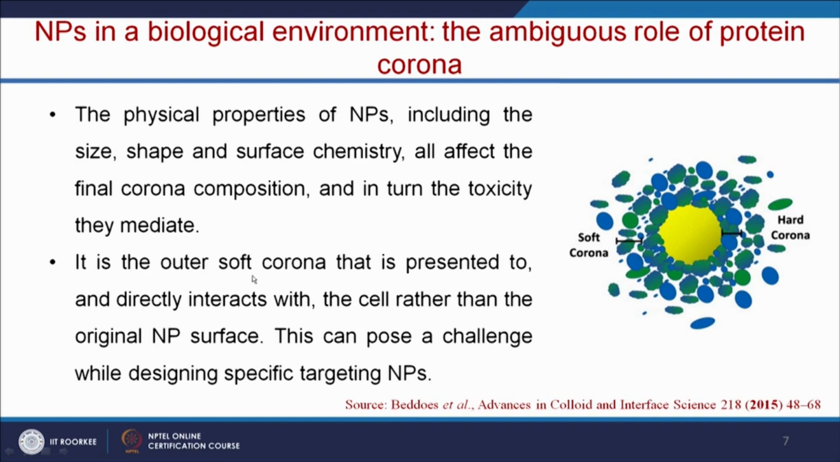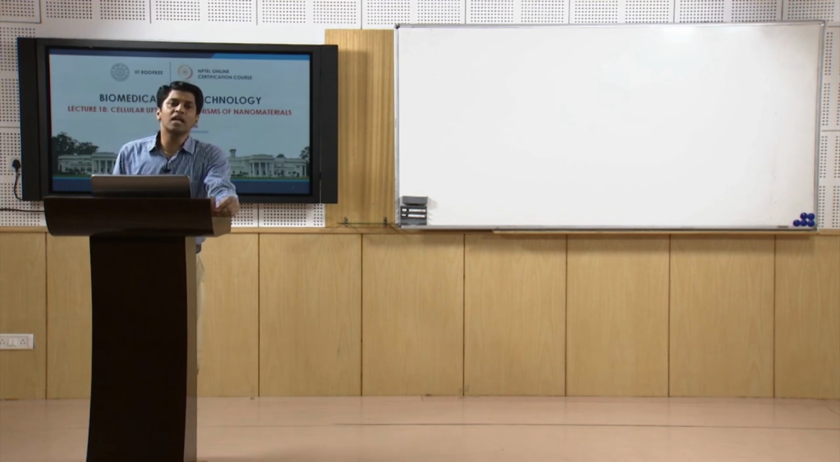It is the outer soft corona that is presented to and directly interacts with the cell rather than the original nanoparticle surface. So this can pose a challenge while designing specific targeting nanoparticles. This soft corona is going to interact with your cell, not the nanoparticle charge or anything. Based on the soft corona, it is going to give the therapeutic effect. So when you design any nanoparticles for targeted delivery, you have to consider the effect of this soft corona also.